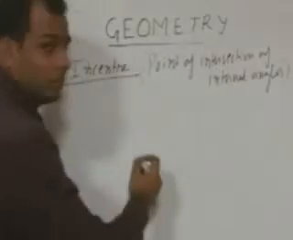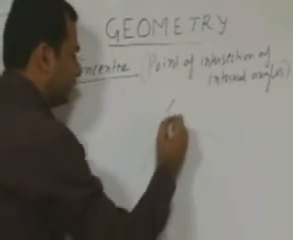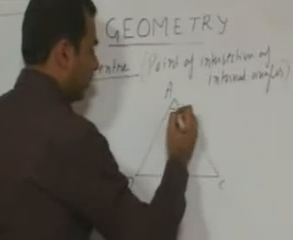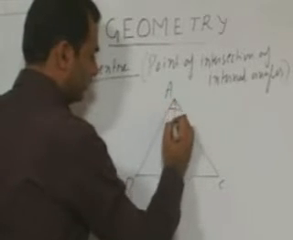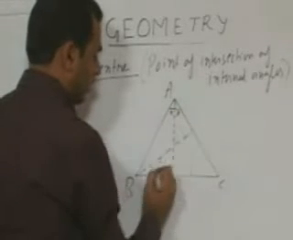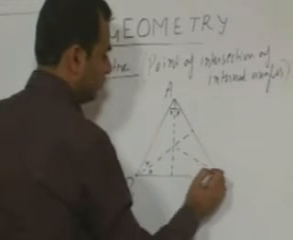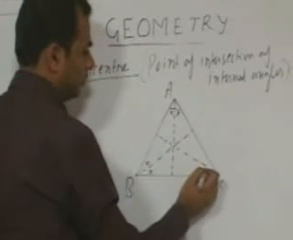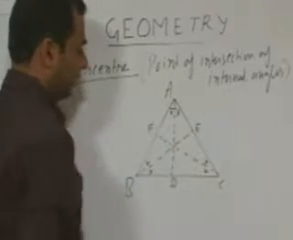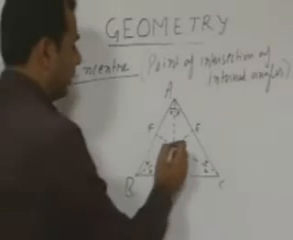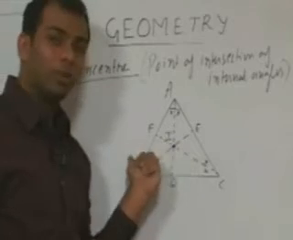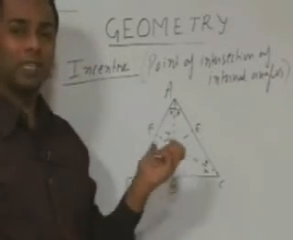Let's say if this is a triangle ABC, I draw the internal angle bisectors, where these two angles are equal, these two angles are equal, and these two angles are equal. Let's say this is point D, this is point E, and this is point F. Okay, and this is point I, which is known as the in-center. And always remember that the in-center always lies inside the triangle, it never lies outside the triangle.